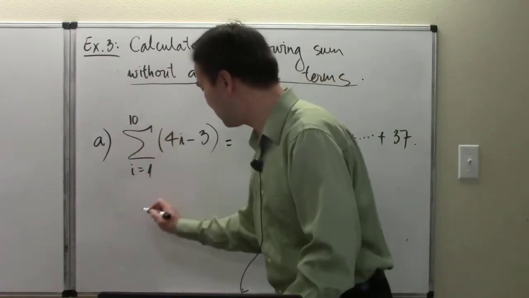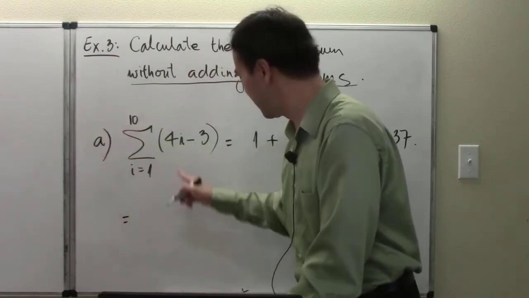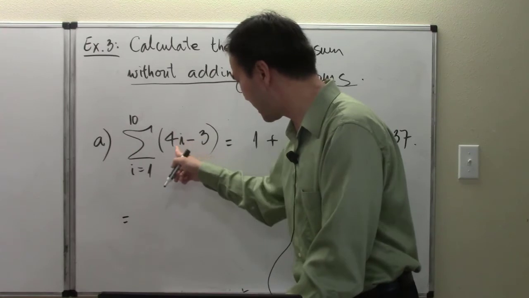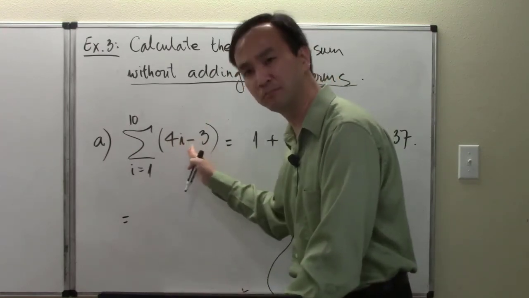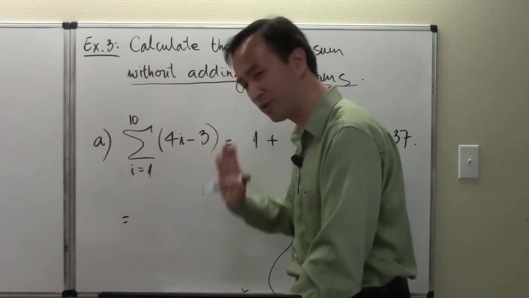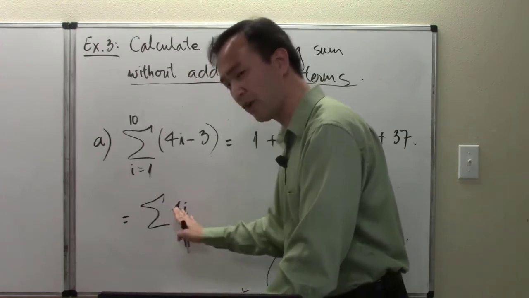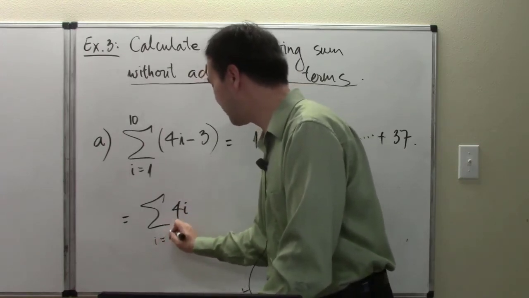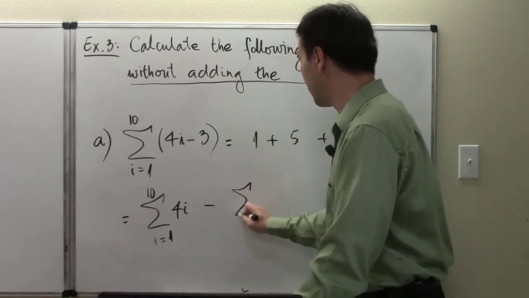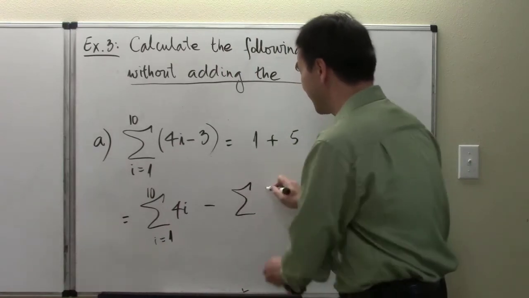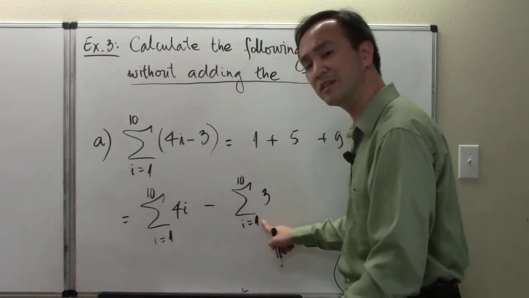So this sum, utilizing what we've learned earlier about the different properties, we can break it down because each term is a combination of two subterms already. There's a 4i and there's a 3. So here I can write this as a summation just on the 4i terms, where we're summing from 1 to 10, and then subtracting out the sum on all the constant term 3, where i goes from 1 to 10. Does this look familiar to anyone?